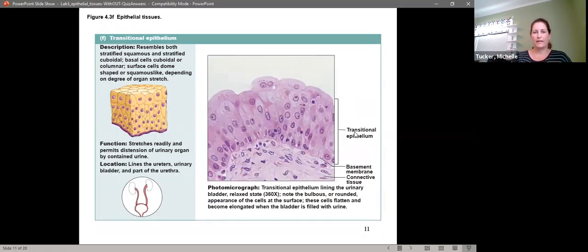Our last epithelial tissue that we're going to be looking at is transitional epithelium. And it's in the next slide presentation. I have examples of it both contracted and not contracted. So this is found in the urinary bladder, and this is in its relaxed state. You can see that the basement membrane is relatively even.